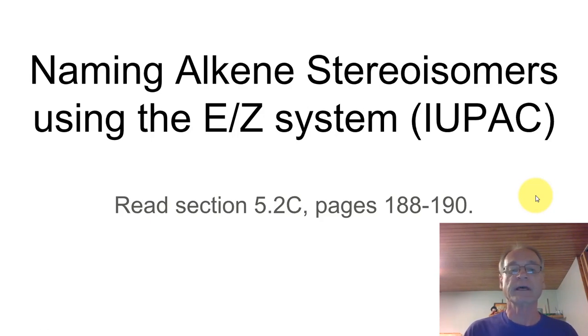In this video, I'll show you how to use the EZ system, which is technically the IUPAC system, and putting the stereochemical designator in front of the name, either the E or the Z. And we'll see that technically you can't use cis and trans in some cases, so that's why you have to rely on the EZ. Before we start, I would like you to read section 5.2c, that's on pages 188 to 190.